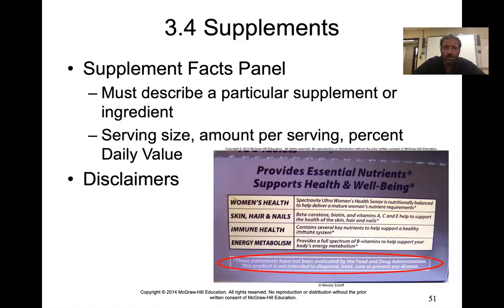Supplement facts panel must describe a particular supplement or ingredient, serving size. And they've circled this down here: this statement has not been evaluated by the Food and Drug Administration. The product is not intended for diagnosis, treatment, cure, or prevention of any disease. They're saying provides essential nutrients, supports health and well-being. Well, how? It has beta carotene, biotin, vitamins A and C. A and D support your vision, C is good for collagen, E is good for your phospholipid bilayer, your cell walls, and things like that, hair and nails. But can you prove it? Or you can just say, well, beta carotene is a derivative of vitamin A, and you need it for your skin, so therefore this is a great product.